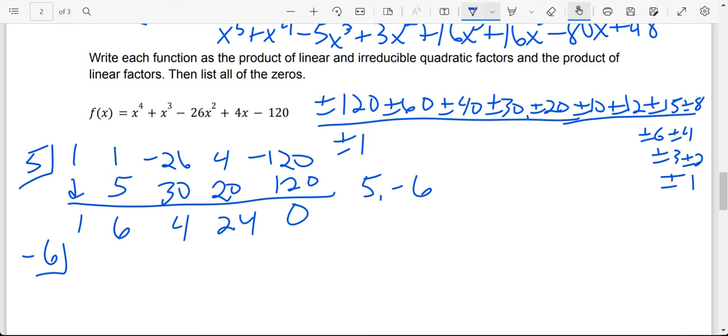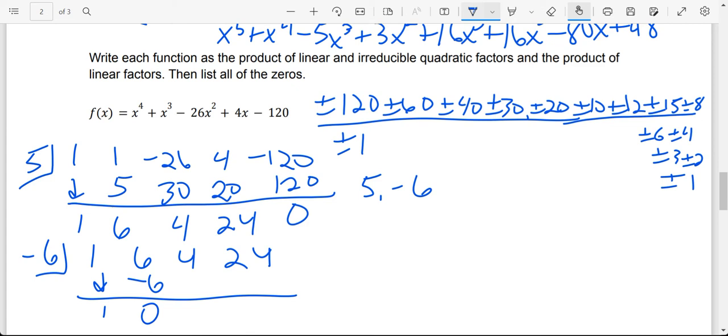Next we do negative 6. 1, 6, 4, 24. Bring down the 1. Negative 6. Add it, you get 0. 0 times negative 6 is 0. Add it, you get 4. 4 times negative 6 is negative 24. Add it, you get 0.